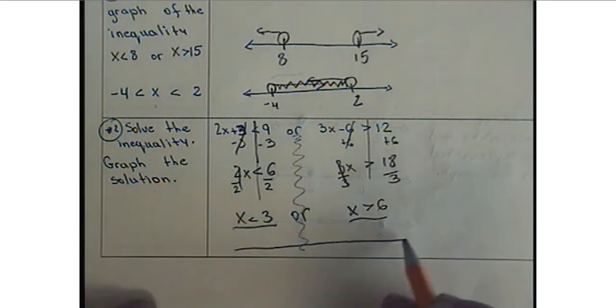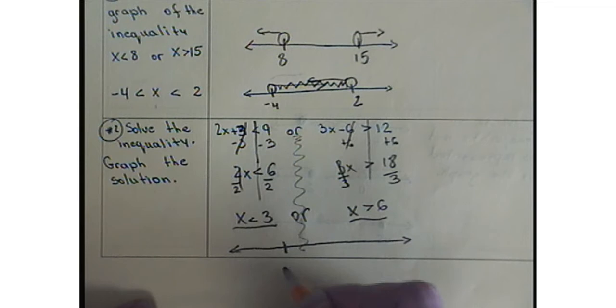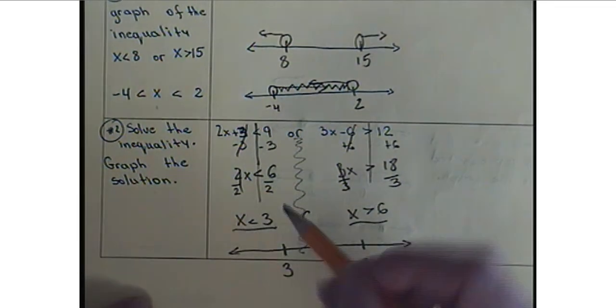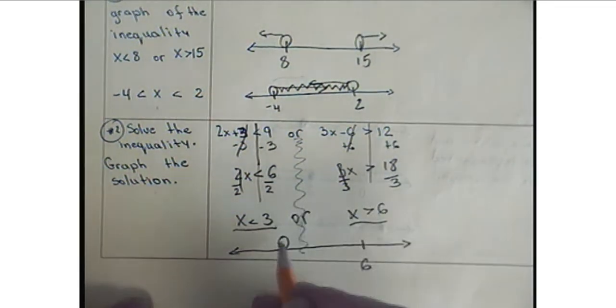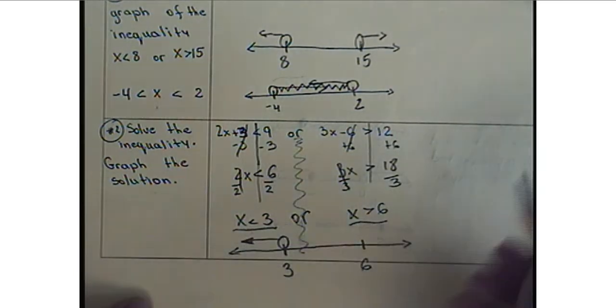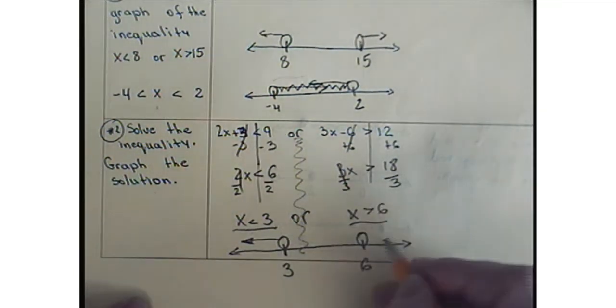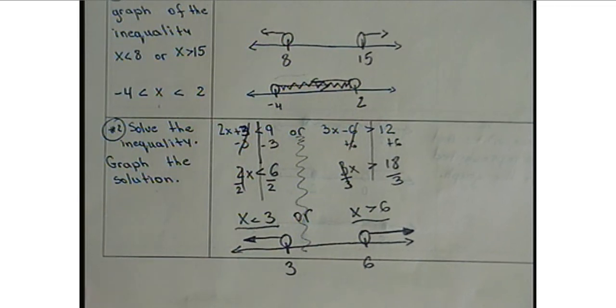If I draw a line and I put 3 here and 6 over here, for the first one, x is less than 3, will go in this direction. Second one, x is greater than 6, will go in this direction. With that, my example will be completed. So please pause the video if you need more time to write down everything. Otherwise, I will just keep going.